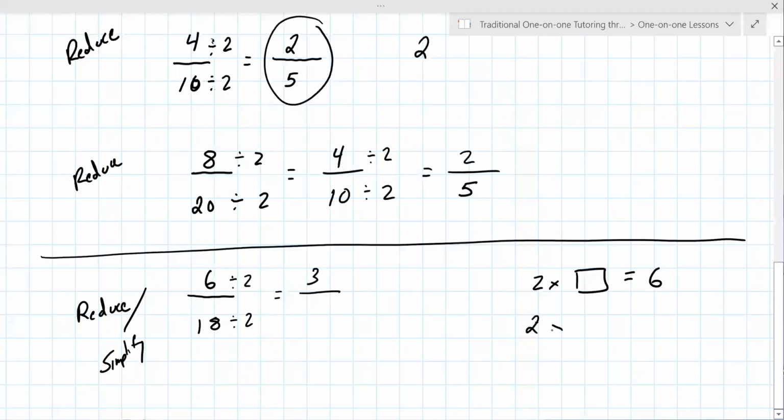So 2 times what number equals 18? Is it 9? It is 9. Now notice both of these numbers are odd, so we can't divide them by 2. The next number you try after 2 is 3. Are they each divisible by 3?